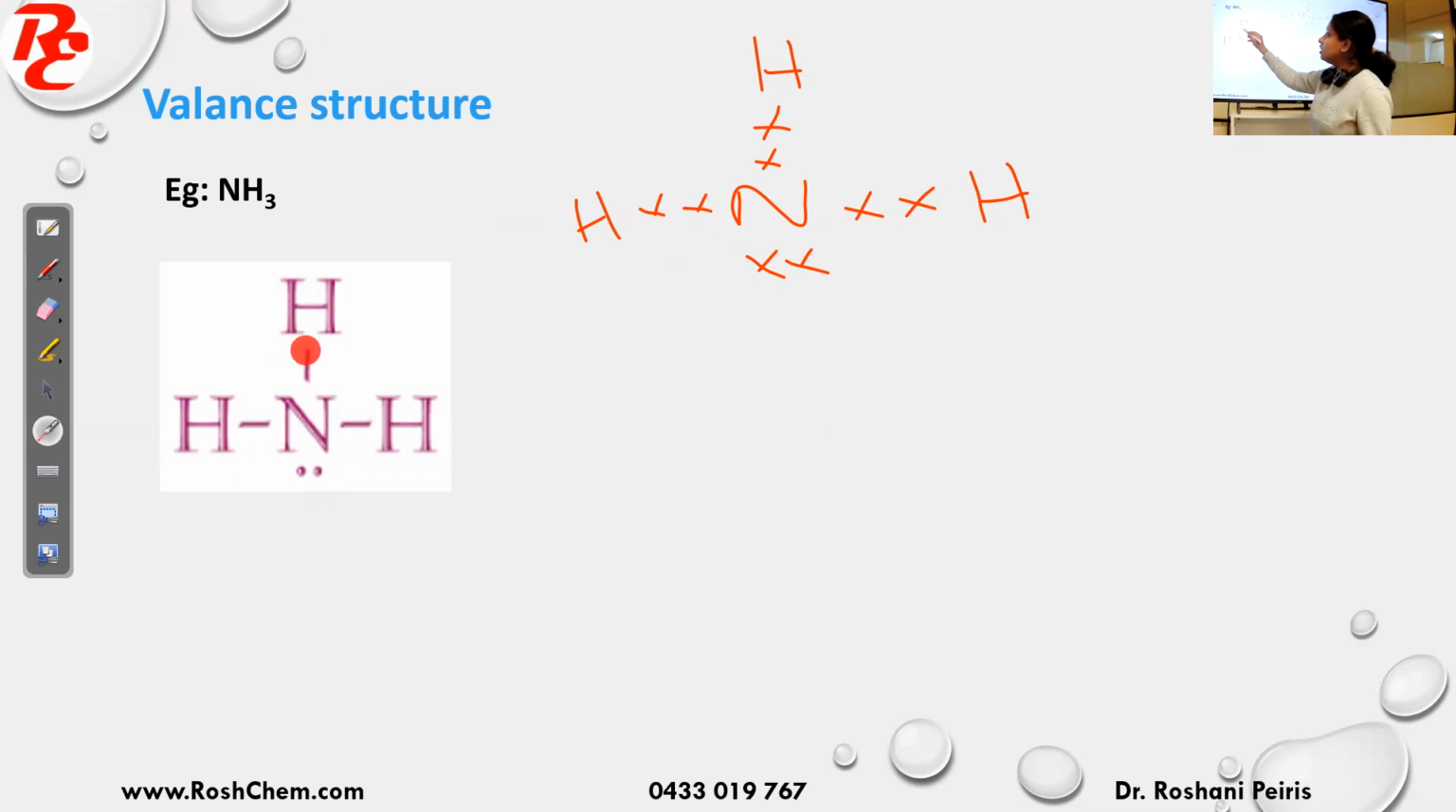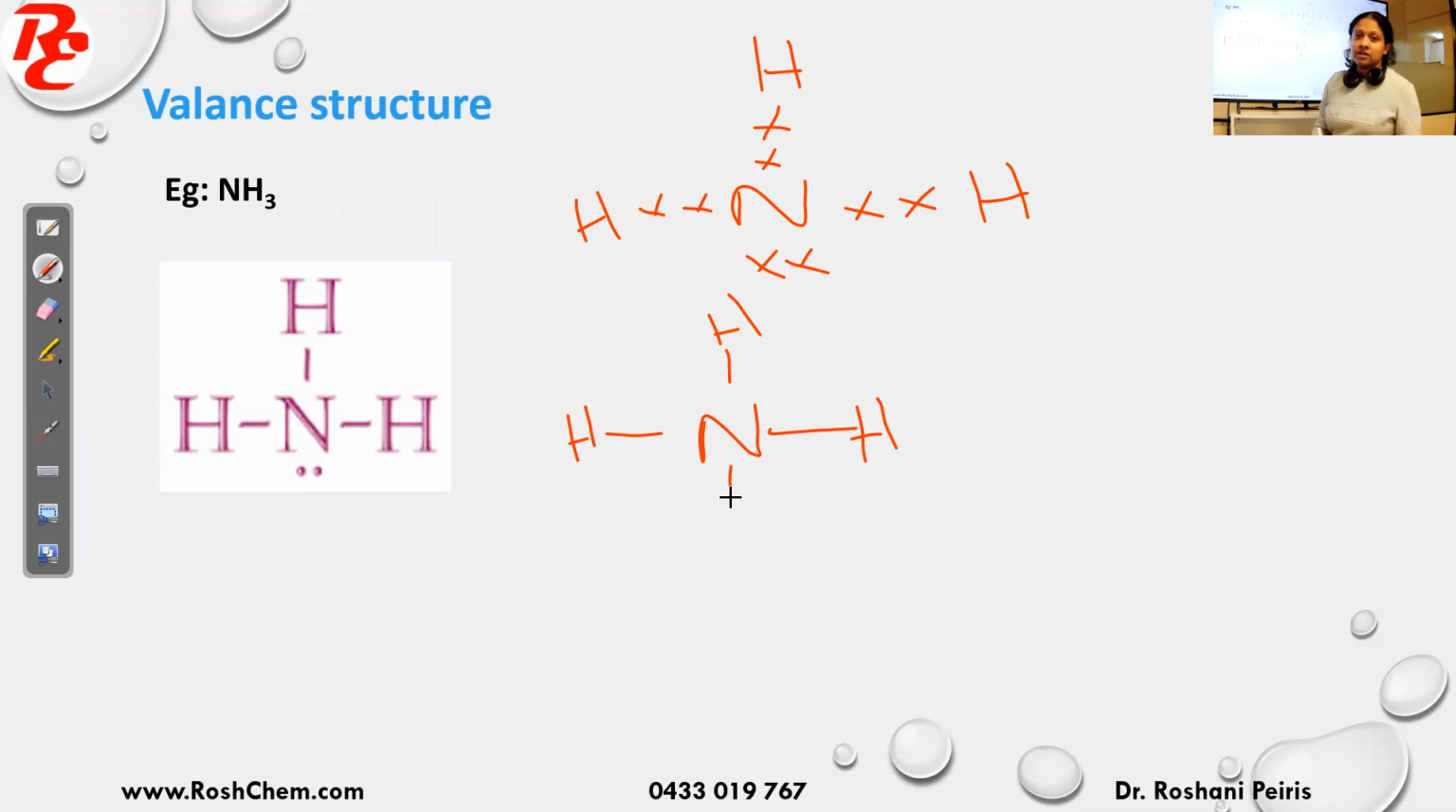Nitrogen now has 3 single bonds, and it also has 1 lone pair. You can show the lone pair with 2 dots, or with 2 crosses, or even with a small line. So you can draw the valence structure of NH3 like this, with the lone pair shown as a small line. That's how we do the valence structure. And for water, how do we do the valence structure? You have oxygen in the middle. Oxygen had 2 bond pairs, so 2 bonds, and also 2 lone pairs, which I can show by 2 lines like this.